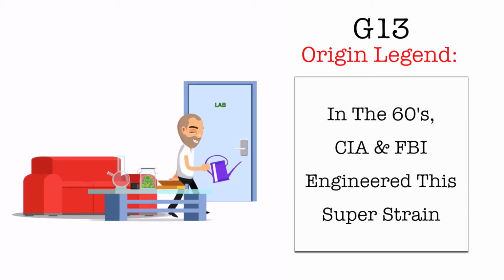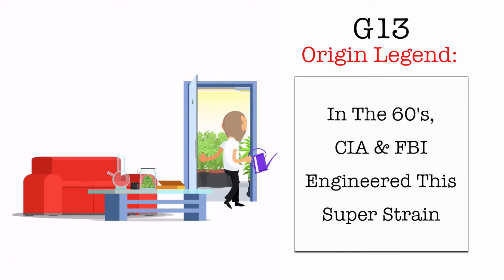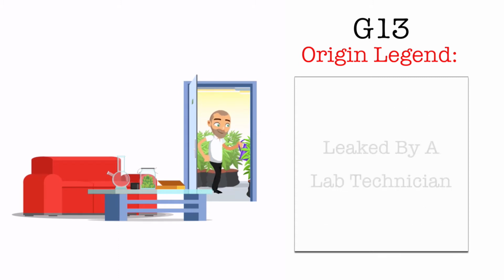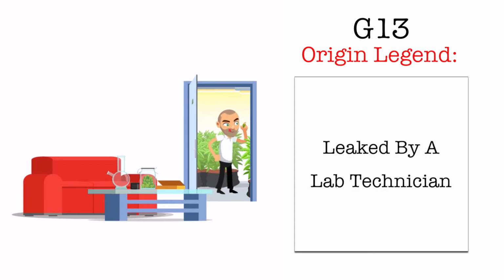Legend has it that in the 60s, the CIA, FBI, and other government agencies joined forces and decided to create the most engineered super strain possible, but it ended up being leaked by a lab technician.